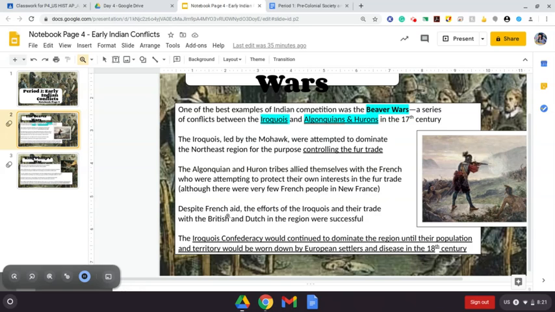Despite French aid, the efforts of the Iroquois and their trade with the British and the Dutch in the region were successful. The Iroquois Confederacy would continue to dominate the region until their population and territory would be worn down by European settlers and disease in the 18th century.